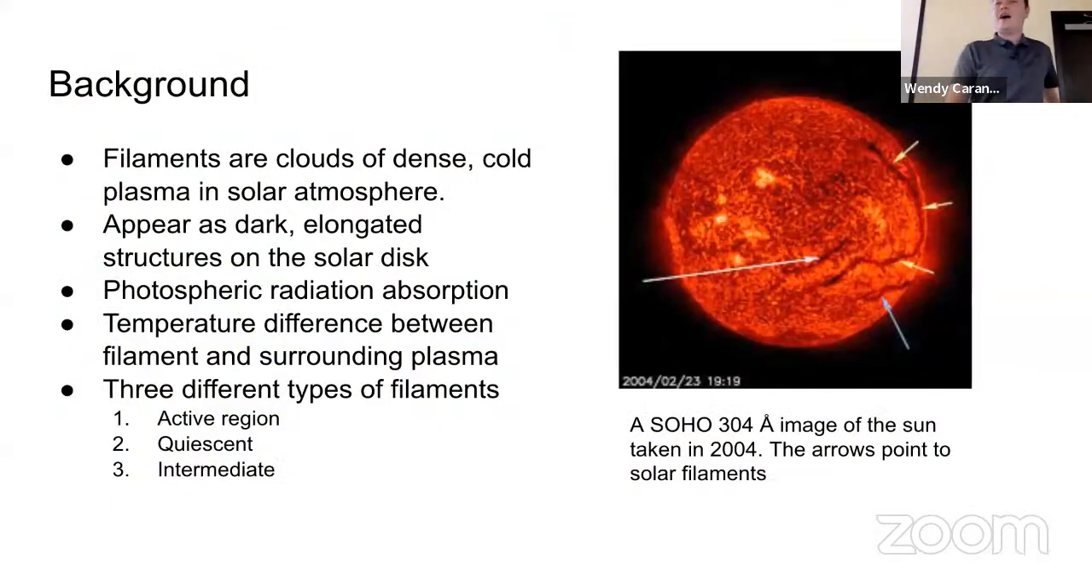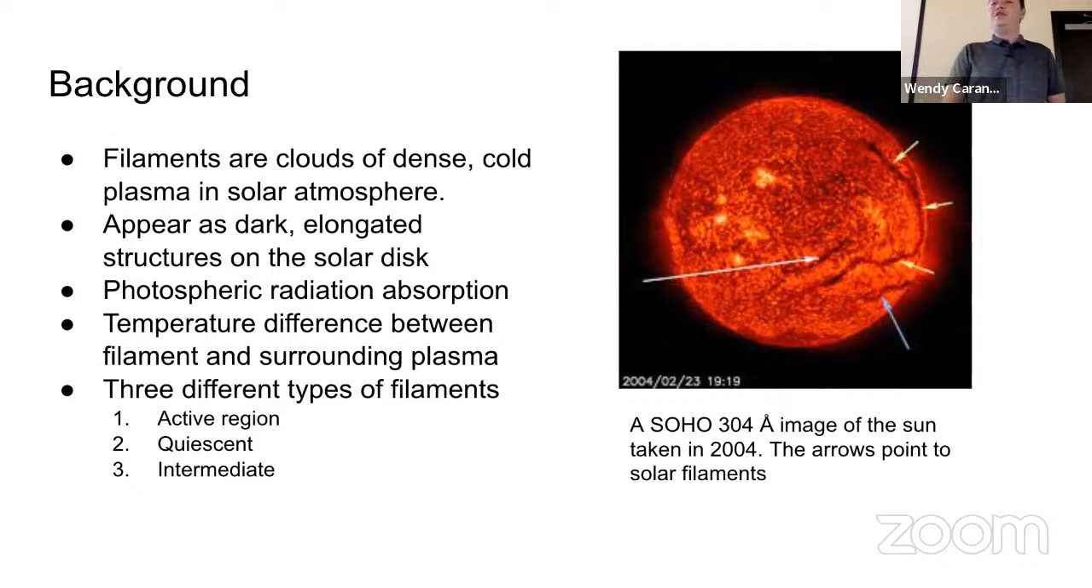All right. So some background. An active region is just part of the sun that has strong magnetic field activity. And filaments are these clouds of dense plasma that are seen in the solar atmosphere. And they appear as these long, dark structures on the solar disk, as you can see in this image here. The reason they appear as dark structures is partially because they're absorbing radiation from the photosphere. But also, the main reason is that their temperature is a lot lower than the temperature of the surrounding plasma. And so yeah, this image here shows some large filaments.